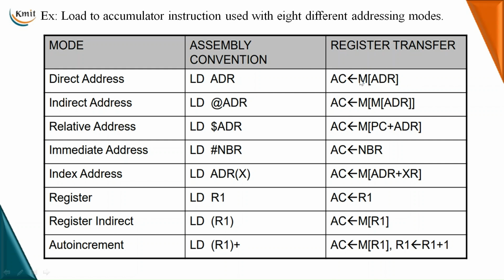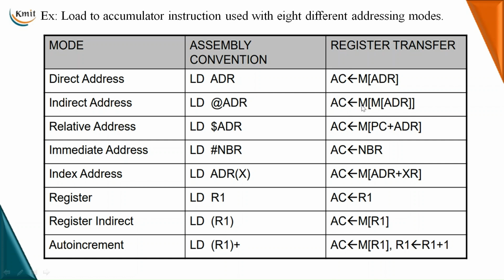Whatever value is represented by the address part of the memory is loaded, transferred into the accumulator. So the data transfer takes place from the memory address, the memory word stored at a particular address of the memory, to the accumulator. In case of indirect addressing, it is labeled with the at-the-rate symbol (@). If I am specifying @, it means it is an indirect address.